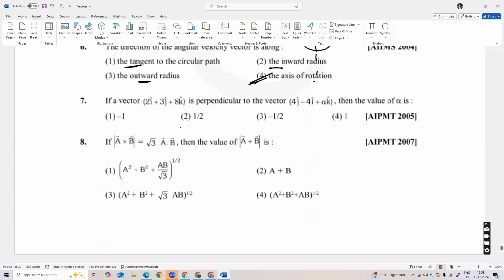Coming to the seventh question, if a vector 2i + 3j + 8k is perpendicular to the vector 4j - 4i + alpha k, then the value of alpha is. Since they are perpendicular, their dot product should be 0. We multiply the i term with i, because that is how the dot product works. So 2i into -4i is -8. Then 3j into 4j is +12. Then 8k into alpha k is 8 alpha, and the sum is 0. So 4 + 8 alpha = 0, and alpha is equal to -1/2.